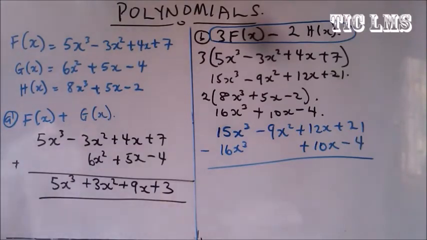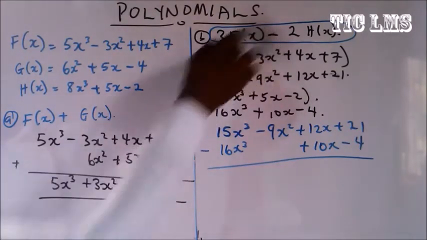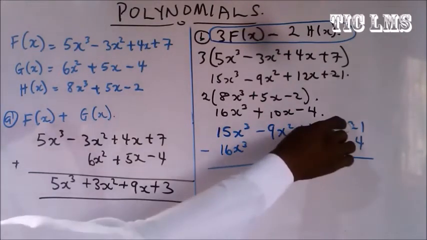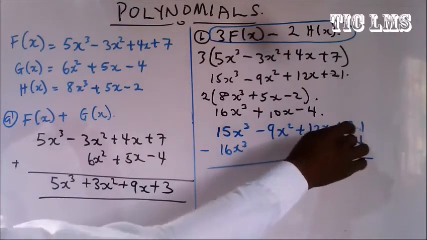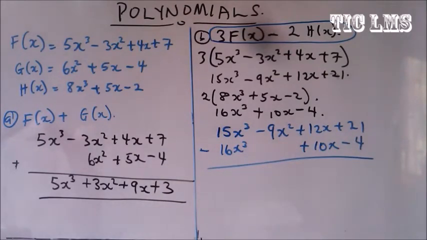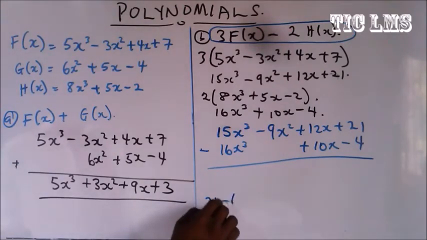Then we have our minus because we are to subtract. This minus is over here. Now the first thing we'll do is that we have 21, this plus 21 minus 4. What does that mean? Well, we have 21 minus 4.